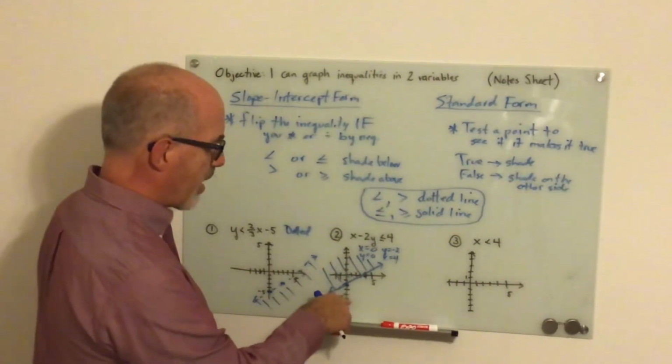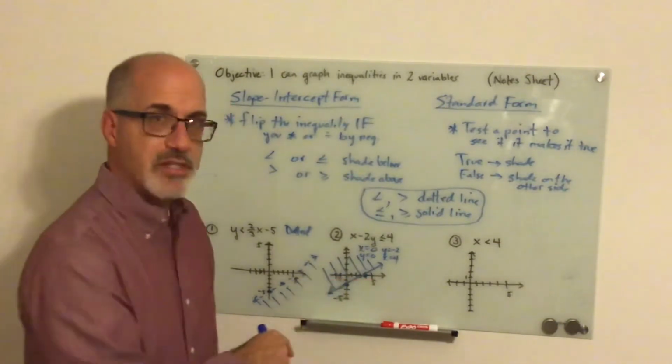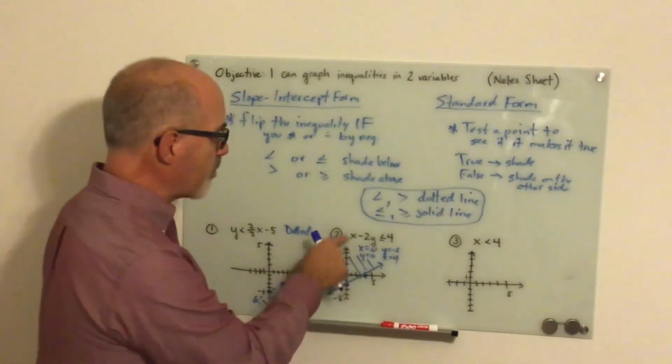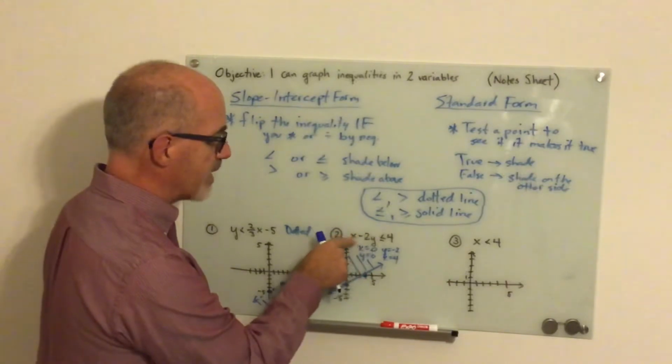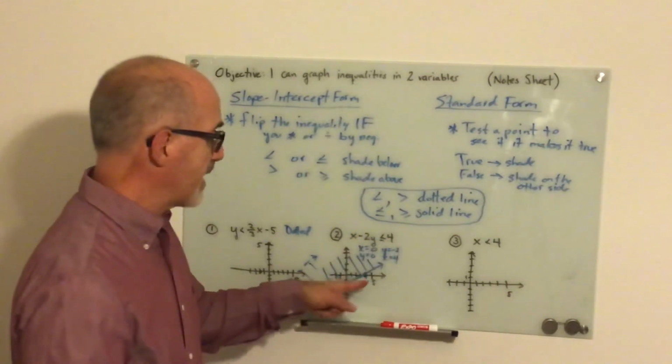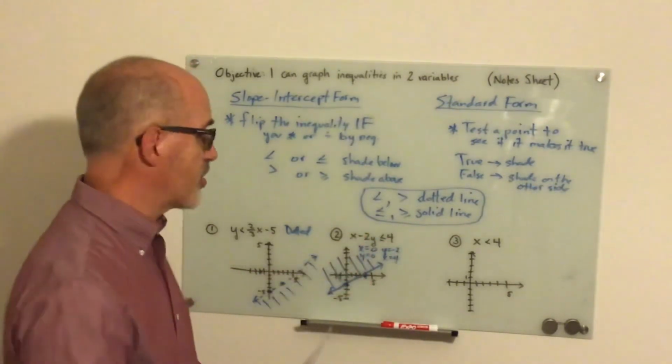Okay, so that's my shade. Let's just try out, for instance, 5 comma 0, which is in the area below it. If I put in 5 for x, 0 for y, is 5 less than or equal to 4? And it's not. Notice that's in the region we haven't shaded.